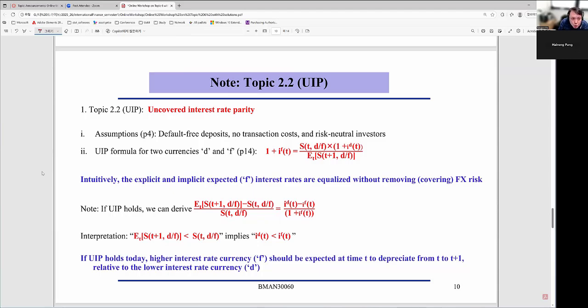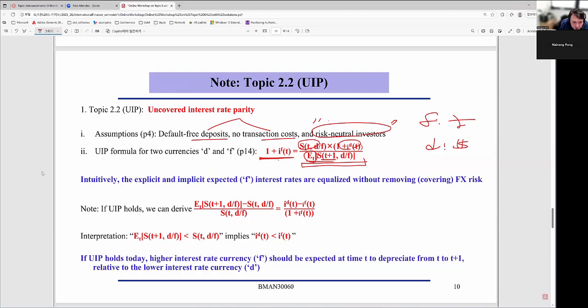UIP is also about two different investments, given these three assumptions. The first two are the same as the CIP case, and we assume risk-neutral investors. On the left-hand side, F is pound, D is dollar. If you put £1, this is the return you get after one period. If you convert pound into dollar, put that dollar into the dollar money market, but instead of using a forward contract, you compute the return based on today's forecast about the future exchange rate. So what you see here is the expected return from converting pound into dollar and putting dollar into the dollar money market. After one period, you convert dollar back to pound using the expected future exchange rate.